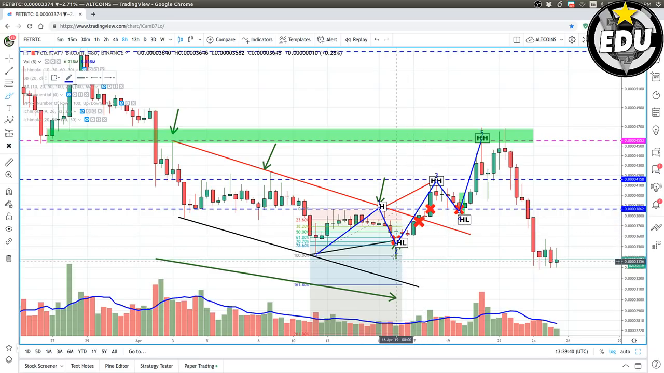Because I want everybody to try to enter in the safest way possible, I'm just going to wait for this retest and buy if it bounces here and goes up. Because if it doesn't, it will go down, and I don't want you guys to enter the trade.